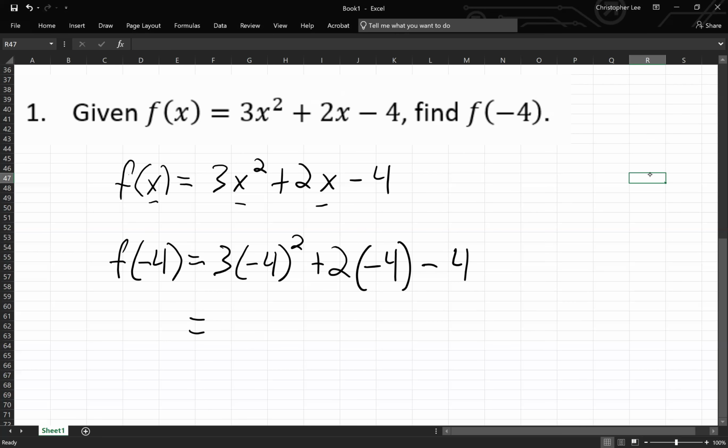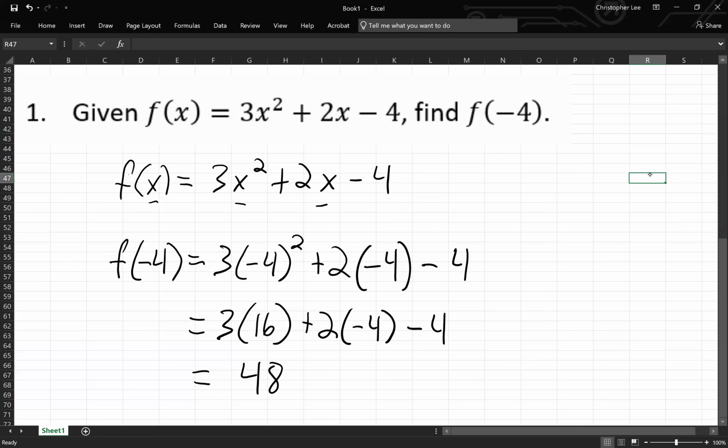Remember in PEMDAS, we always do our parentheses, our exponents, excuse me, first. So -4 squared is 16, right? So this will be 3 times 16 plus 2 times -4 minus 4. After that, we do our multiplication. 3 times 16 is 48. 2 times -4 is -8. And then minus 4. 48 minus 8 is 40, minus 4 is 36.